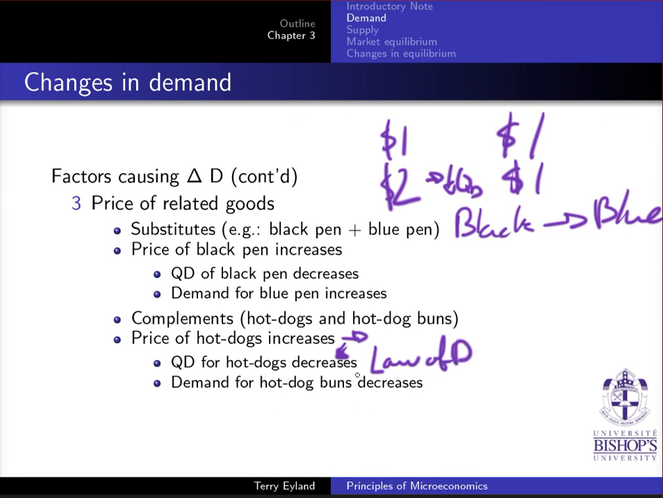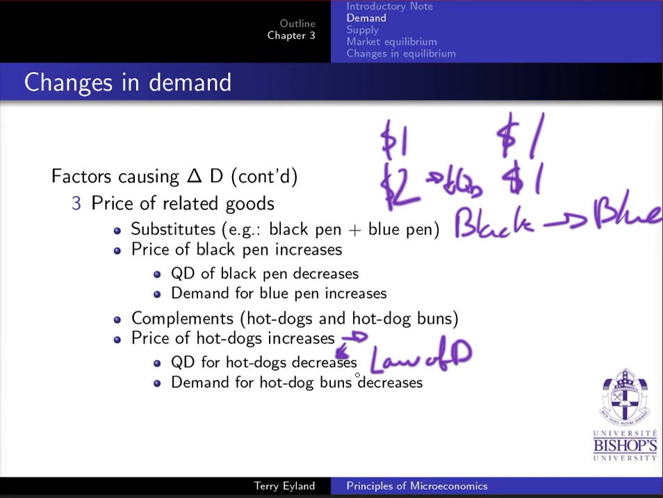And then what would happen as you consume less hot dogs? Well, naturally, if you consume less hot dogs, you're probably going to consume less hot dog buns as well, because hot dog buns are not normally used to putting other stuff in there. You're not going to make a s'mores or something else with your hot dog buns. So typically you would expect hot dog buns demand to also fall.